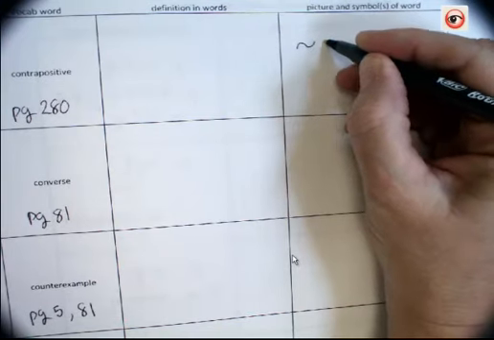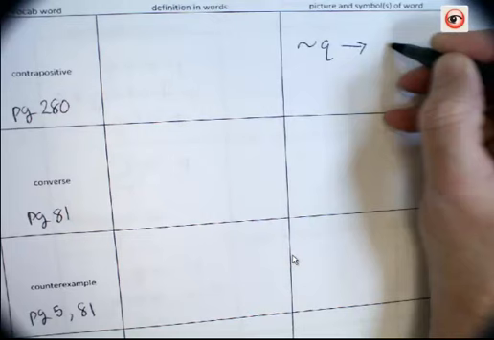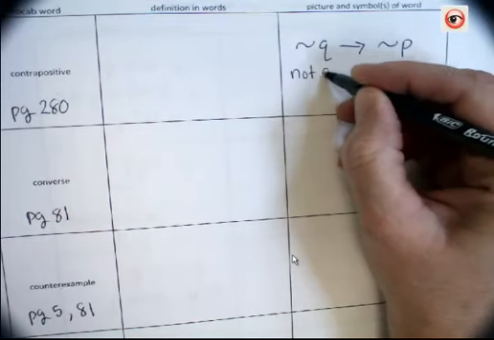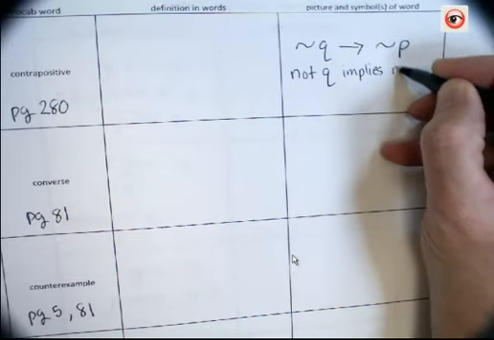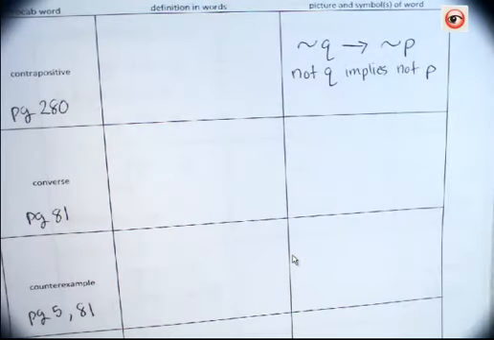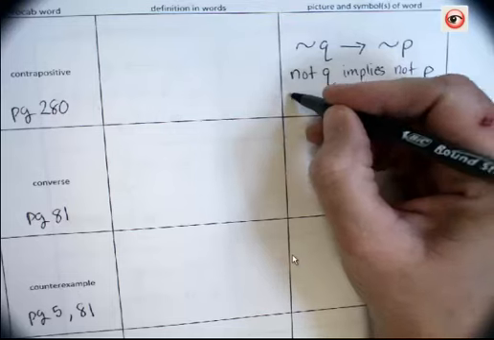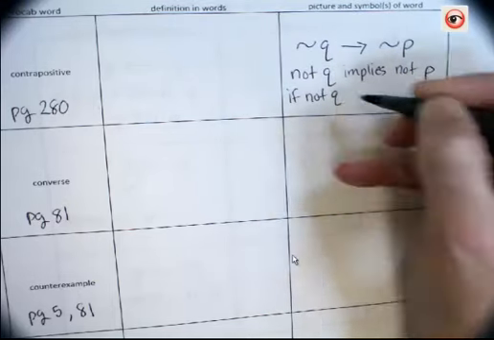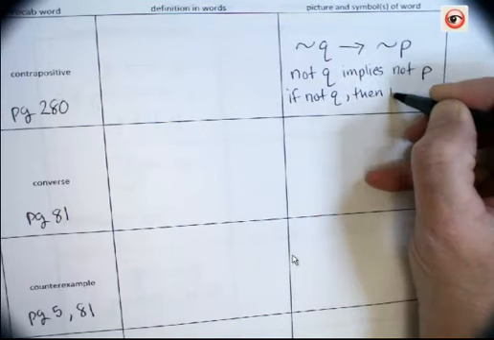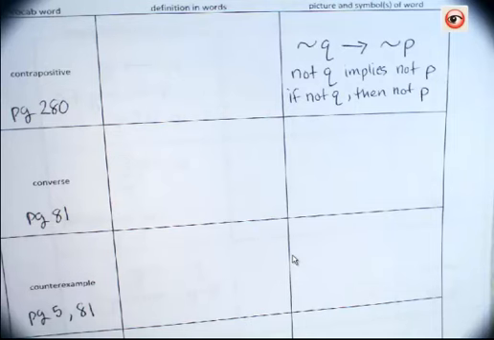So there are some symbols for contrapositives, and a contrapositive looks like this for symbols. It has a squiggly, an arrow, and another squiggly, and this is read not Q implies not P, or if not Q, then not P. If not Q, comma, then not P. Means the same thing mathematically, so it's important to know how to write the symbols and the words.